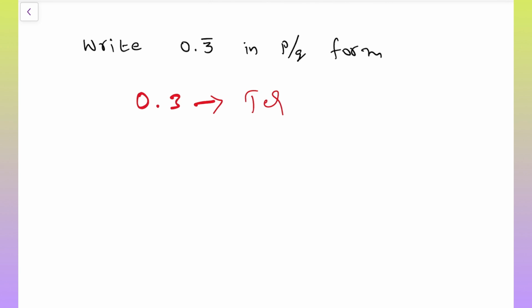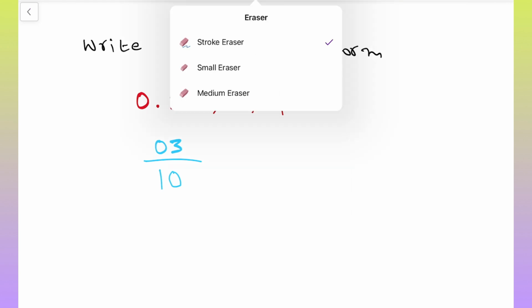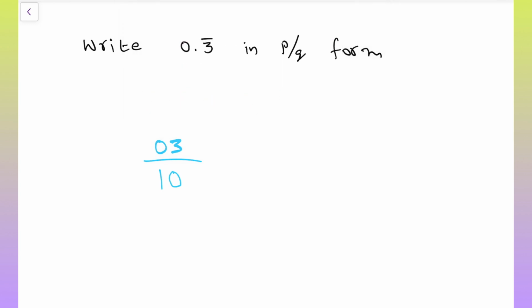So how to find the p by q form of a terminating decimal? Simply remove the decimal and write the number. If we remove the decimal, it will become 3 by 1. After the decimal, how many digits are there in the question? Only a single digit is there, so write 10 here. If 2 digits are there, you keep 2 zeros. If 100 digits are there, you keep 100 zeros. That's it. This is converting a terminating decimal to p by q form. Now coming to our question.